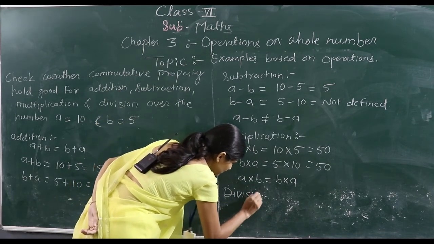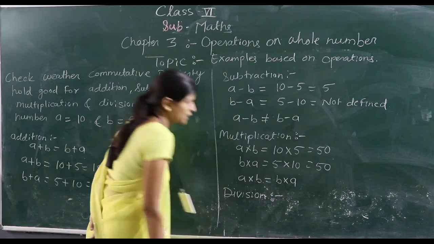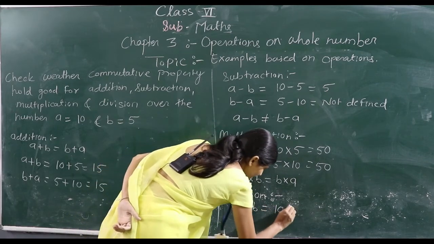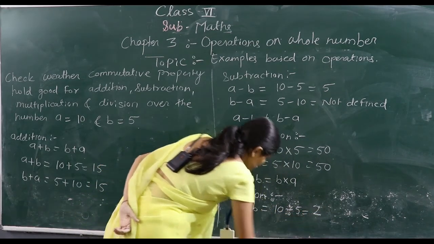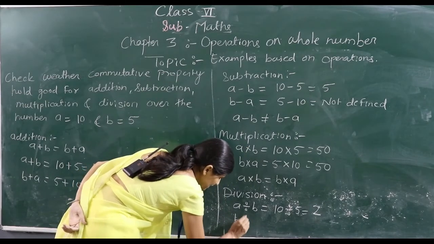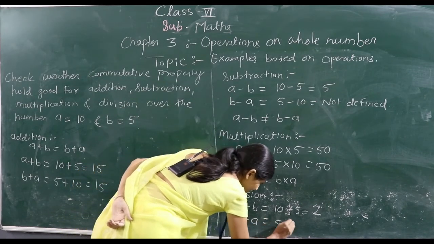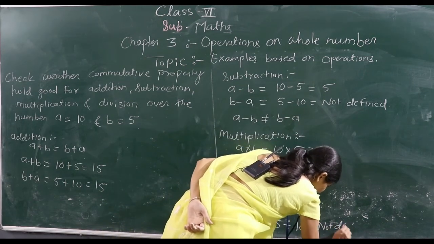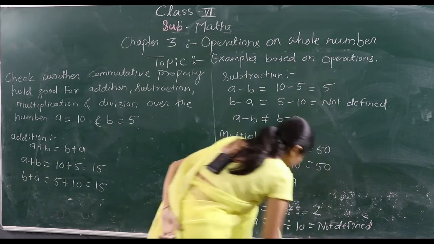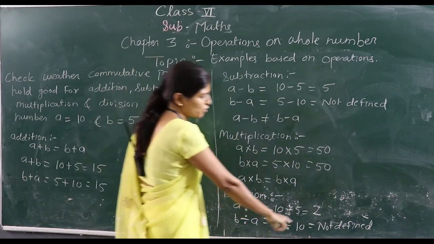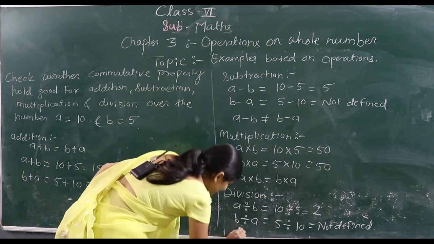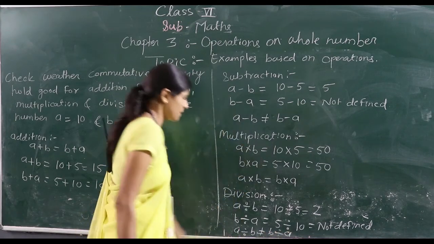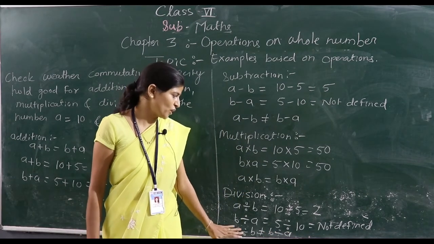Now over division. First we divide a by b. A divided by b, that is 10 divided by 5, equal to 2. Now we interchange the numbers, means b divided by a. That is 5 divided by 10. Again not defined. Means from equations 1 and 2 we do not get the same answer. So a divided by b is not equal to b divided by a. From this, the commutative property does not hold good for division.